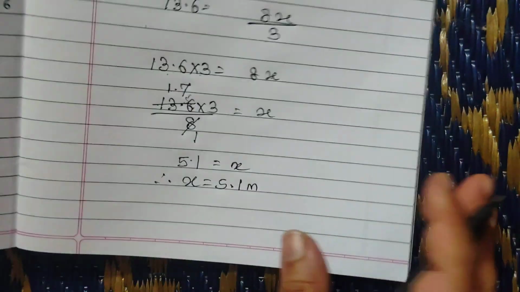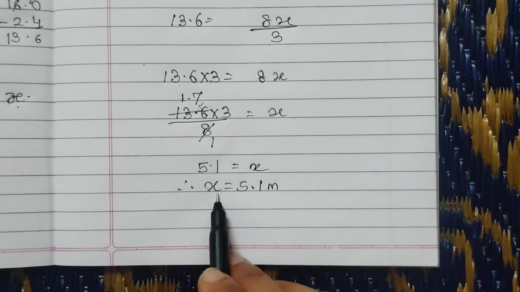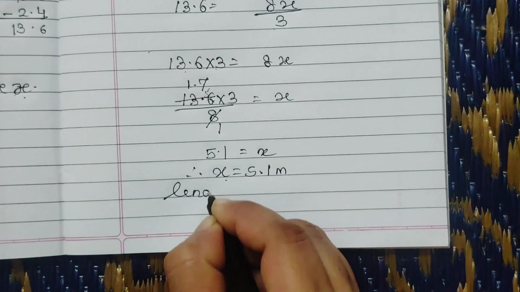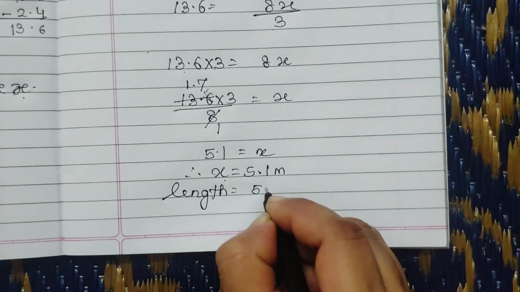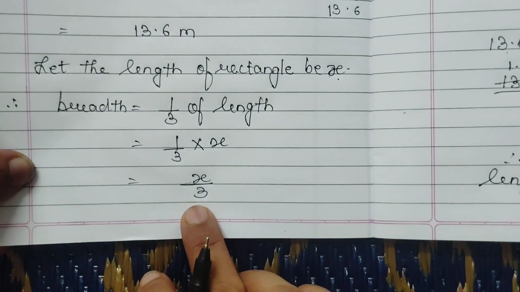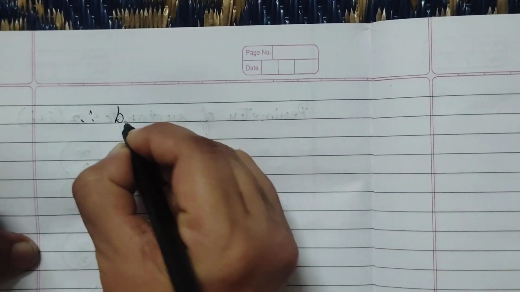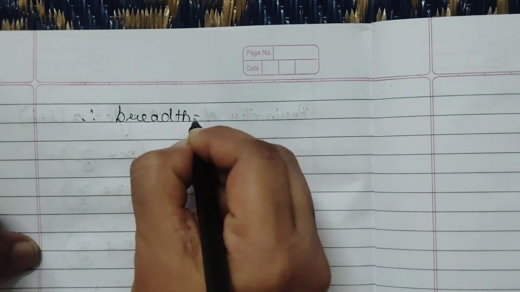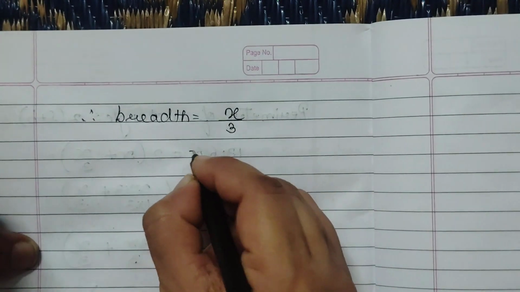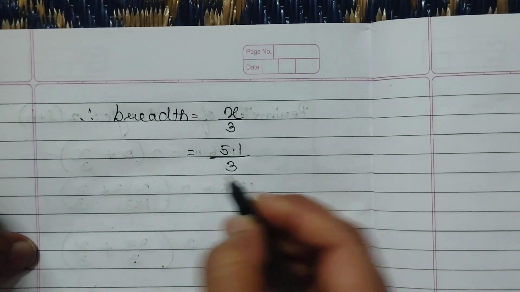Next, so what is x? We have the length. See here, we wrote: let the length of the rectangle be x. So we got the length. Therefore, length is equal to 5.1 meter, or the length of the rectangle is 5.1 meter. Now we are going to find the breadth. So what was our breadth? x upon 3. Therefore, breadth is equal to x upon 3. Now what did we get as the value of x? 5.1. So divide by 3.